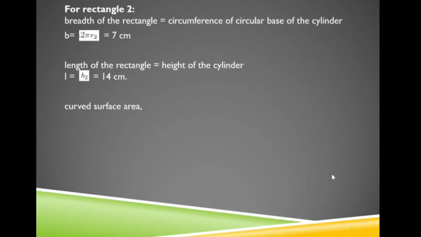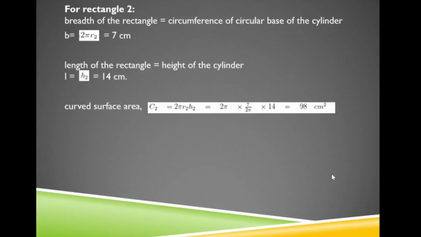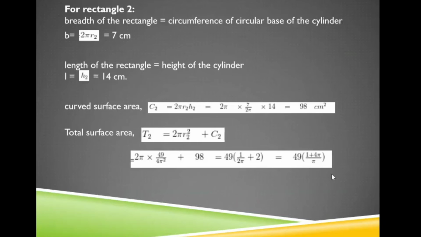So I can find out the curved surface area, which comes out to be 2 pi r2 h2, and it comes out to be 98 centimeters square again. Can you compare that? Last time also we had 98 centimeters square. Let's find out the total surface area. It is going to be equal to the curved surface area plus the area of the base and the top, which is equal to 2 pi r2 square plus C2, which comes out to be 49 into 1 plus 4 pi upon pi. In the previous case, it was how much? It was 98 into 1 plus pi upon pi.